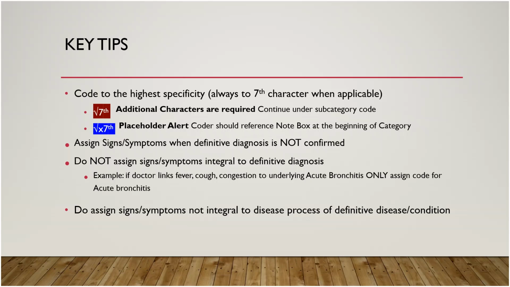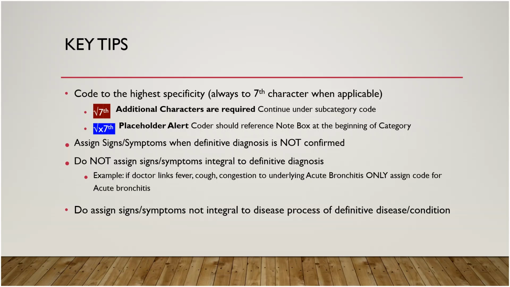So, for example, if the doctor says the patient comes in with a fever, cough, and congestion, and at the end he says the symptoms are related to the acute bronchitis, he's linked every one of those symptoms to that acute bronchitis. Pay close attention to the wording and the verbiage that the doctor may utilize, because he could say the cough and the congestion is related to the acute bronchitis and not link the fever. So in that instance, we would want to pick up the fever and then the acute bronchitis. And then do not assign signs and symptoms that aren't integral to that disease process. So that's what I just said as far as the fever. If it's not linked to that definitive diagnosis, we want to pick those up.